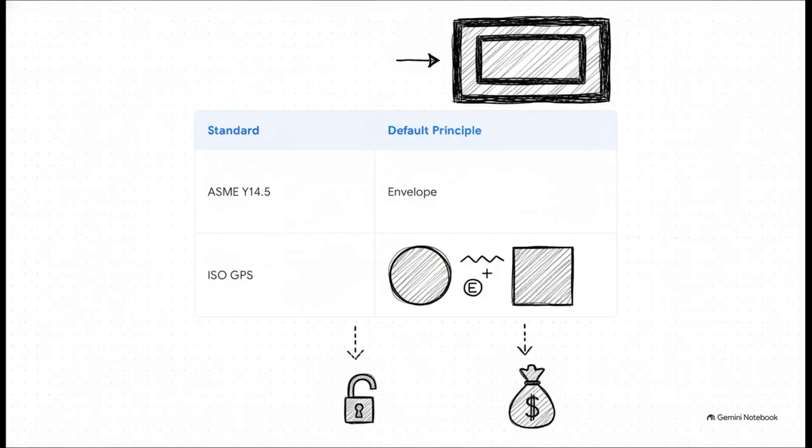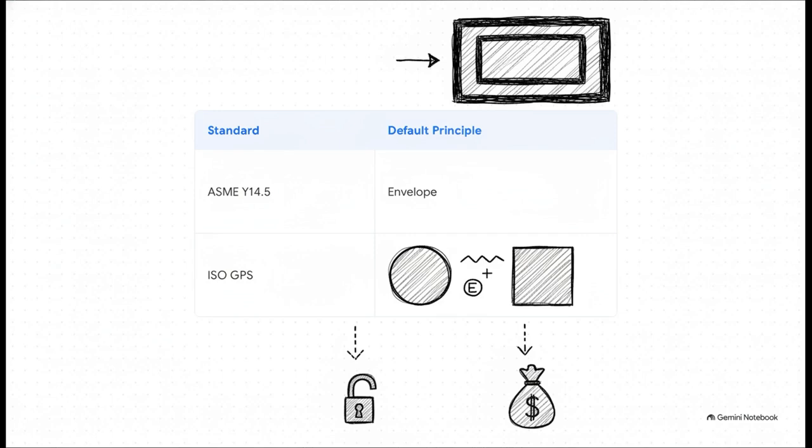Okay, so let's break down the great default divide. This is the baseline knowledge every single global supply chain engineer just has to commit to memory. Under ASME Y14.5, your default is the envelope principle. You probably know it as rule number 1. This means the limits of size dictate the extreme variations of form allowed. Perfect form is required at maximum material condition, right? But flip over to ISO GPS, and the default is the independency principle.